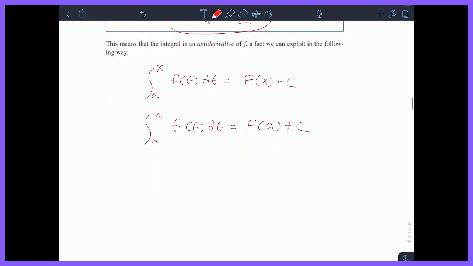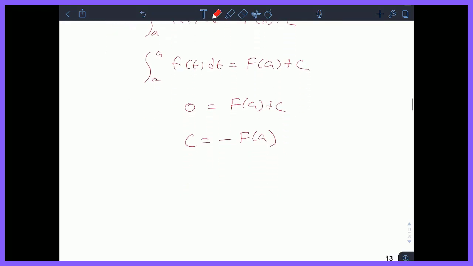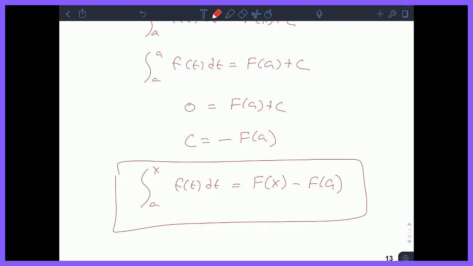And this is really helpful because I know the integral from a to a of f of t of anything is 0. So 0 is equal to F of a plus c. And if I subtract F of a on both sides, I get that c is equal to negative F of a. And this is really useful because now I can summarize what my integral actually is: the integral from a to x of f of t dt is just equal to the antiderivative evaluated at x minus the antiderivative evaluated at a. And this piece of information right here is actually part of the fundamental theorem of calculus.